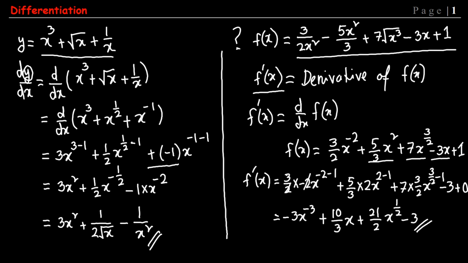We can also write the expression normally, say minus 3 by x cube for the first part, because as a negative power of x we can write it like this. Then the next term is 10x by 3, because sometimes we need to write the simplified form for the question. Then the next one is 21 root x by 2. Then the last one is minus 3. So this is our total expression. Hope you understood the questions we have done here.